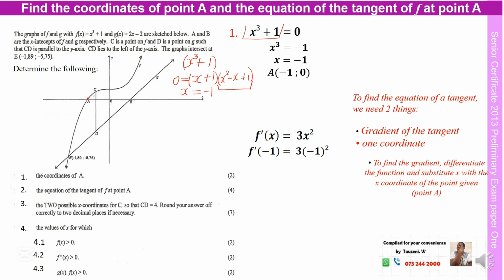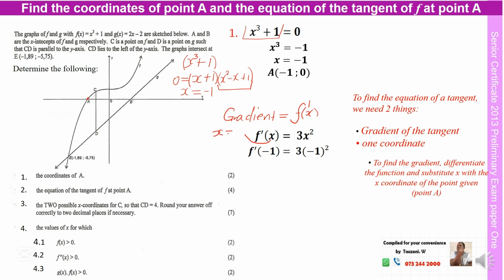How do we find gradient? From what we have done so far in calculus, we know that the gradient is equal to the rate of change. So basically the gradient is the derivative of f of x, which means I must differentiate f of x and find the derivative. After differentiating, I substitute x with -1.